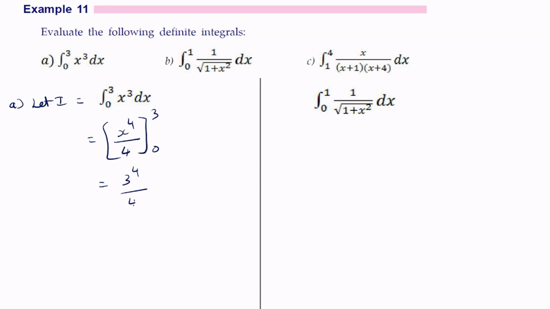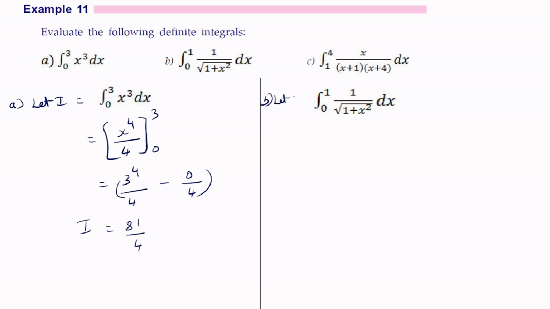So this is 3 raised to 4 by 4 minus 0 by 4. So this is 81 by 4. This is the value of this given integral. Next subdivision is integral 0 to 1 by root of 1 plus x square dx.